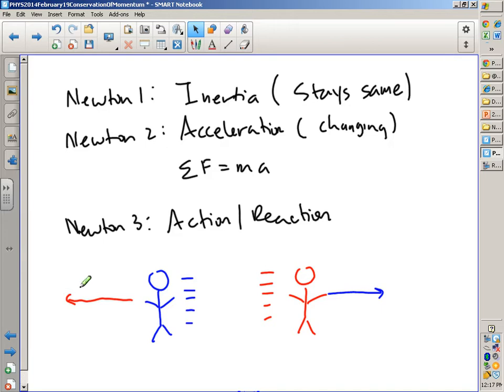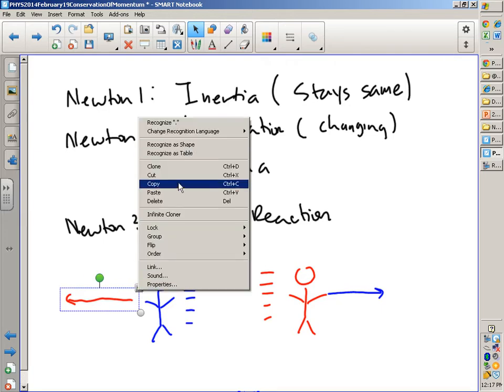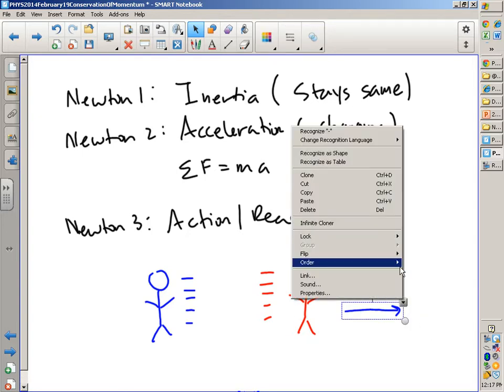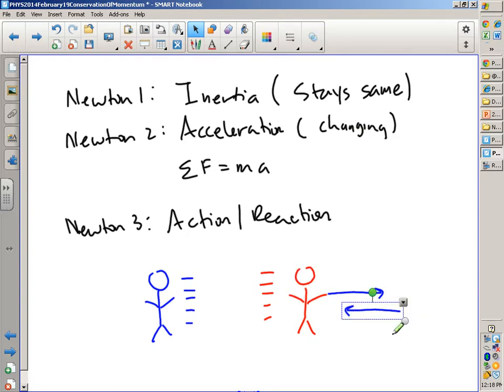That force is equal in magnitude. So I'm going to take this force and clone it, so it's the same, but it is opposite in direction. So now that force that blue applied to red, red automatically applies back to blue. Same amount, different direction. It's not a conscious thing, it just happens.